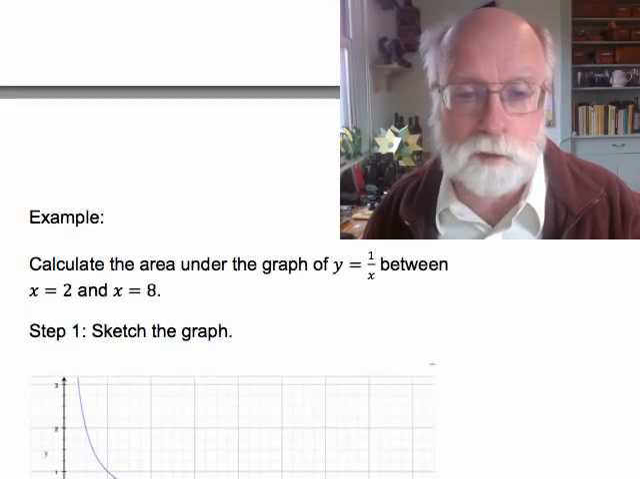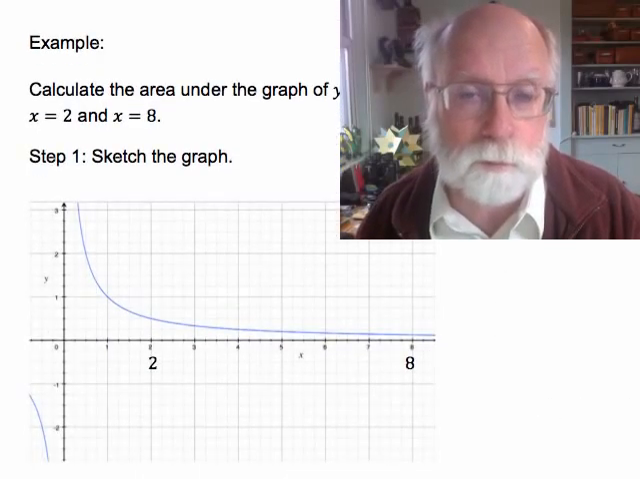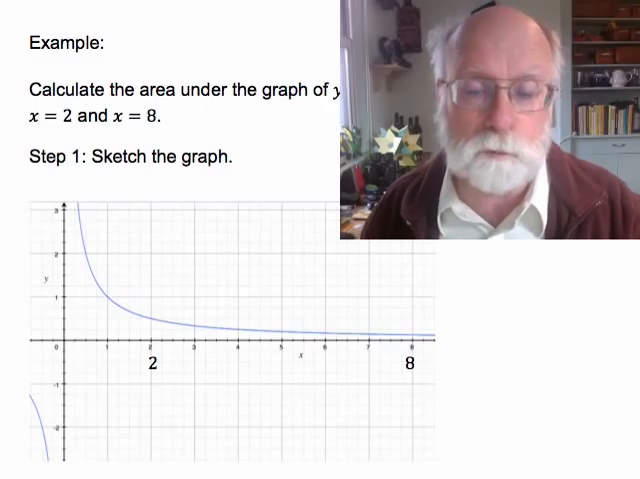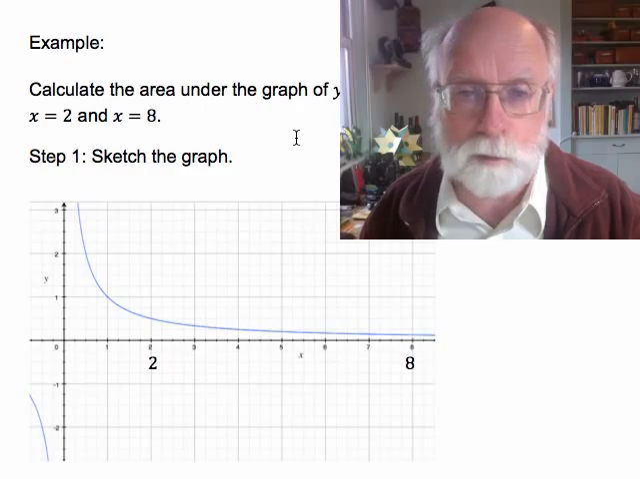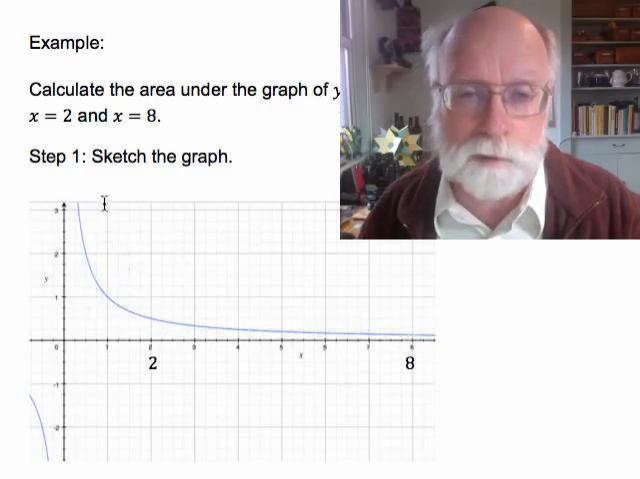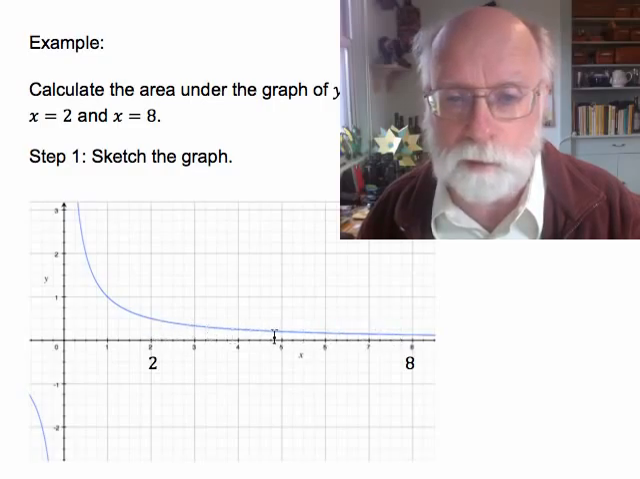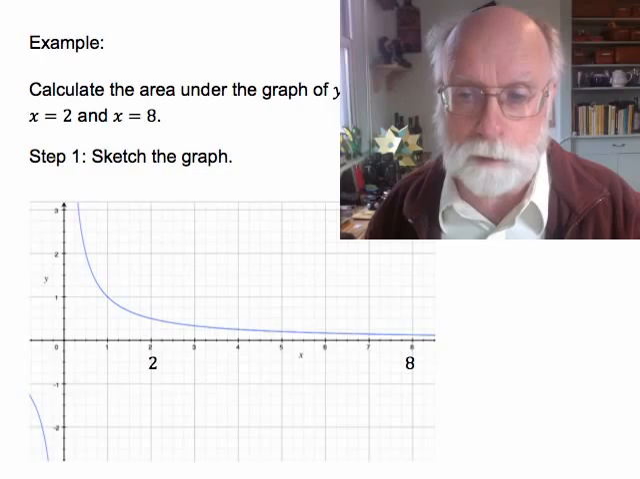First step is sketch the graph. It's easy to do that now with technology. Your computer, your smartphone can do this for you. And if you are doing this on an exam and they won't allow you to use those technological aids, then you're going to have to use some of your other techniques for working out what the graph looks like. But 1 over x is easy to remember. It's just a curve that looks like this. And it goes between 2 and 8. That's where the area we want is. It's just this area underneath this curve.